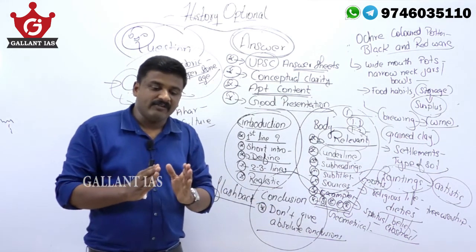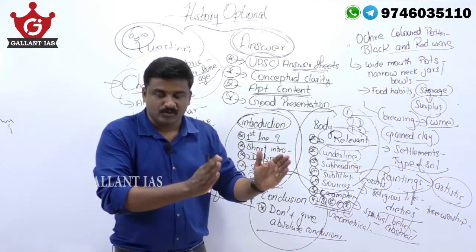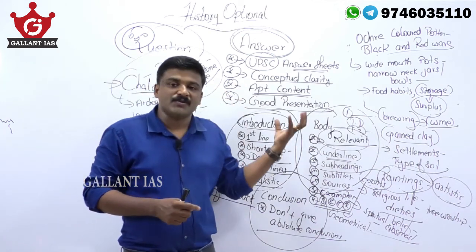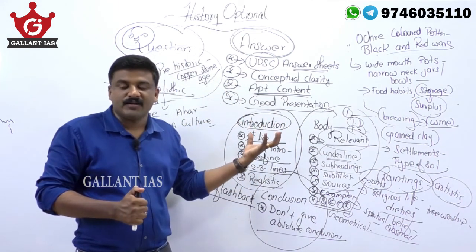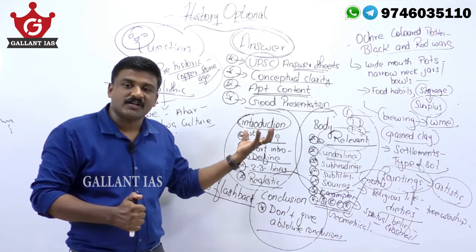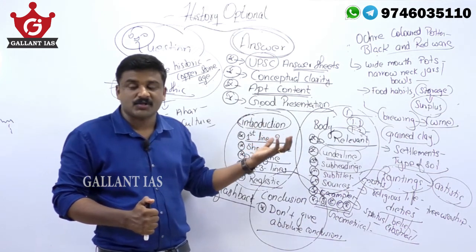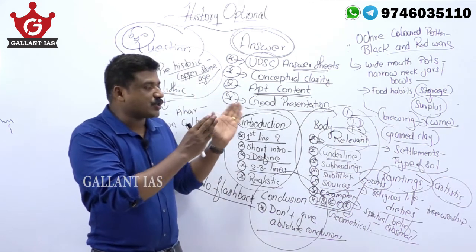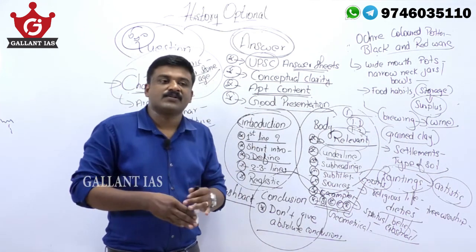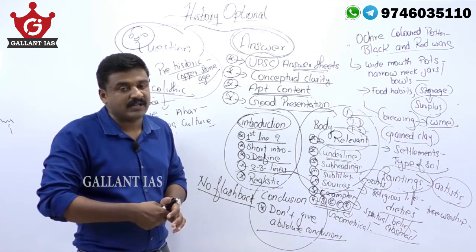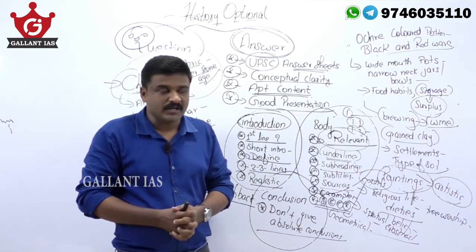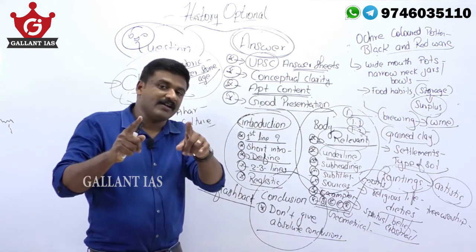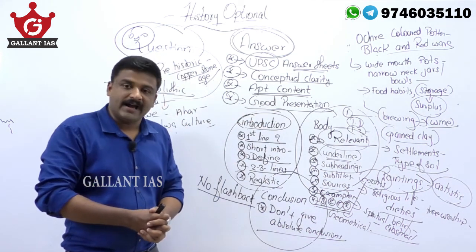Now I will work on each of these parts in our regular sessions. I will not be discussing all these things in the answer. This is the basic broader idea I have given you for writing a quality, scoring answer in your optional exam. How to deal with each part, with sufficient examples and solutions, I will be giving in our regular sessions. So just follow this. This pattern will definitely help you score well in your history optional answer writing.